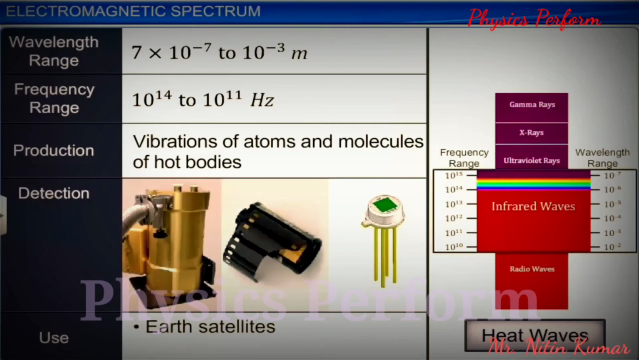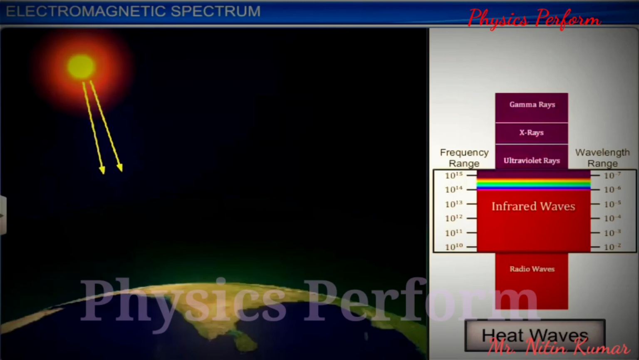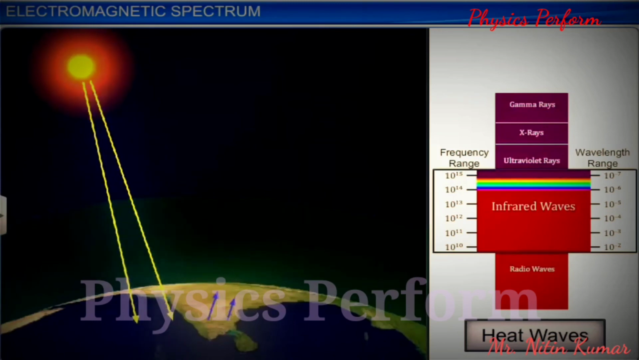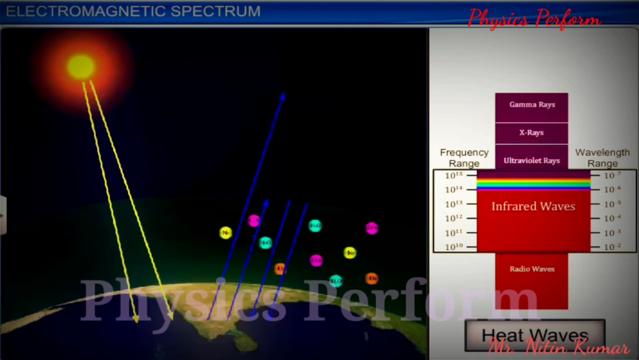The visible light absorbed by the Earth's surface is radiated as infrared waves. These infrared rays are trapped by greenhouse gases such as carbon dioxide, water vapor, ammonia vapor, etc. Thus, the gases maintain the average temperature of the Earth. This is referred to as the greenhouse effect.